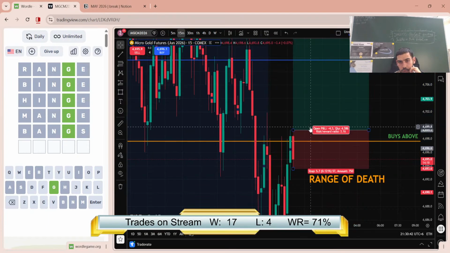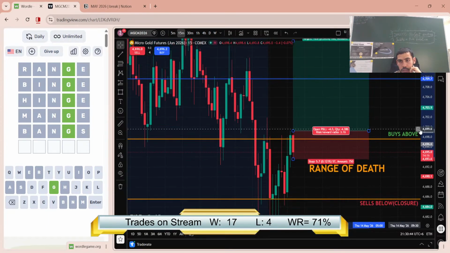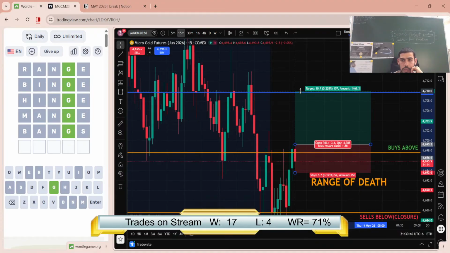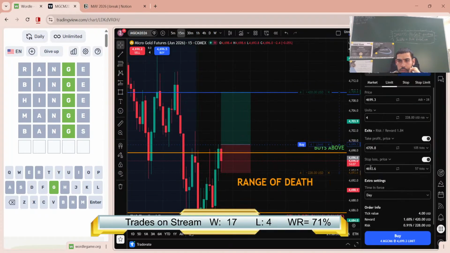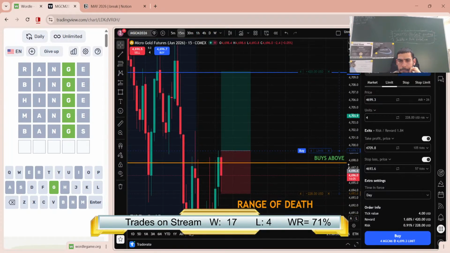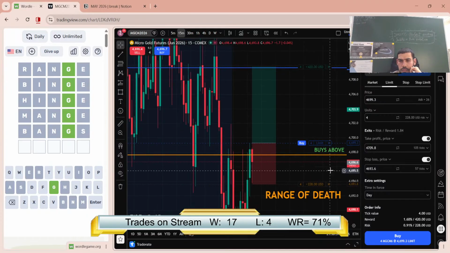Alright, so I think probably I'm going to place my buy stop right there. We got a nice bottom wick. Create limit order. A little bit less. Stop. 3 looks good. Yeah, this doesn't look bad.